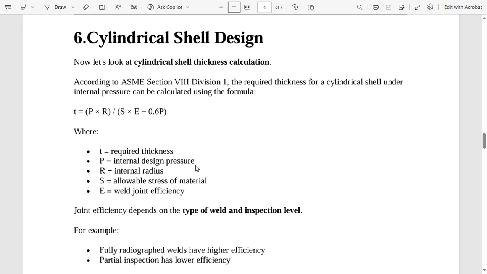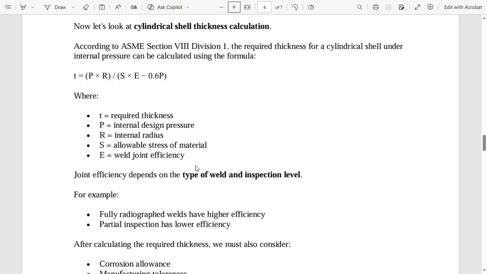Cylindrical shell design. Now let us look at cylindrical shell thickness calculation. According to ASME Section 8 Division 1, the required thickness for a cylindrical shell under internal pressure can be calculated using the formula t = P R / (S E - 0.6 P), where t equals required thickness, P equals internal design pressure, R equals internal radius, S equals allowable stress of material, E equals weld joint efficiency.